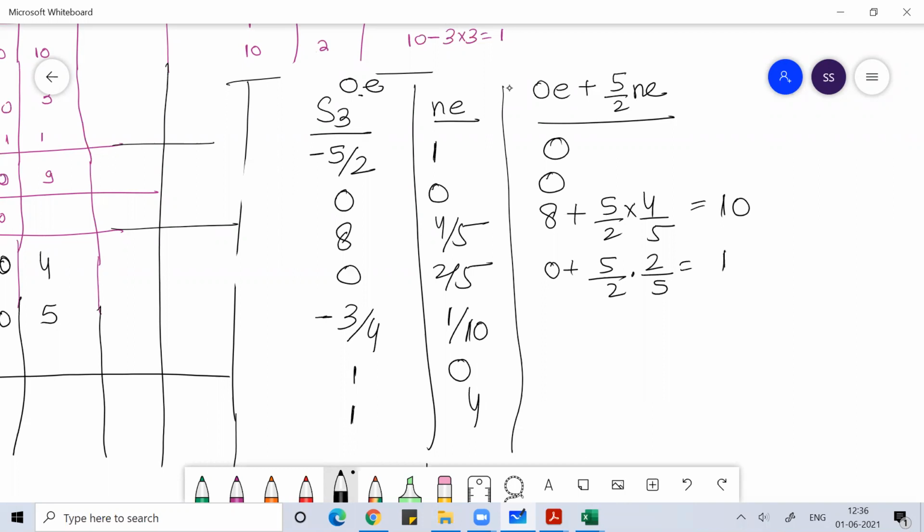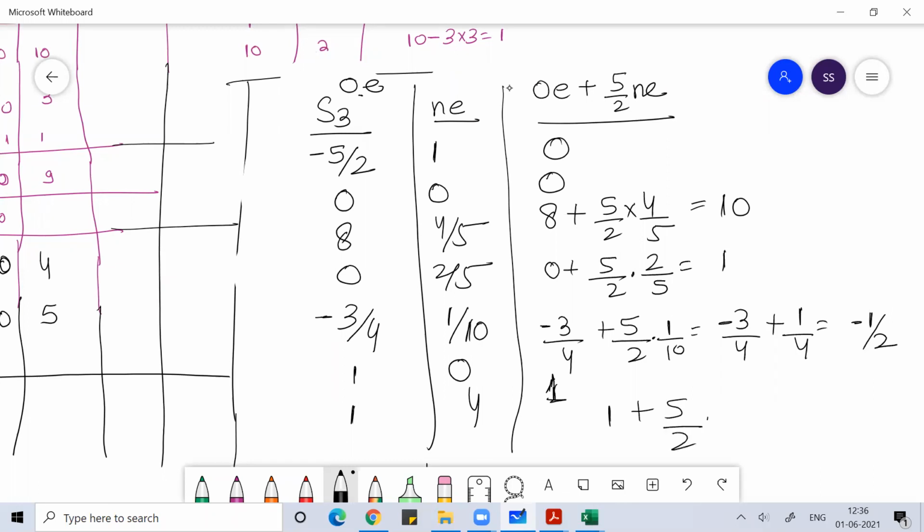This will be 1. Then this is minus 3 by 4 plus 5 by 2 into 1 by 10. This is minus 3 by 4 plus 1 by 4, this is minus 2 by 4, or minus 1 by 2. This is 1, this is 1. This is 1 plus 5 by 2 into 4. This is 10, 11.